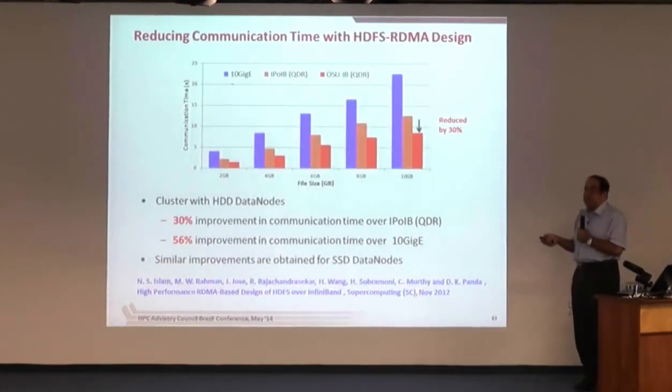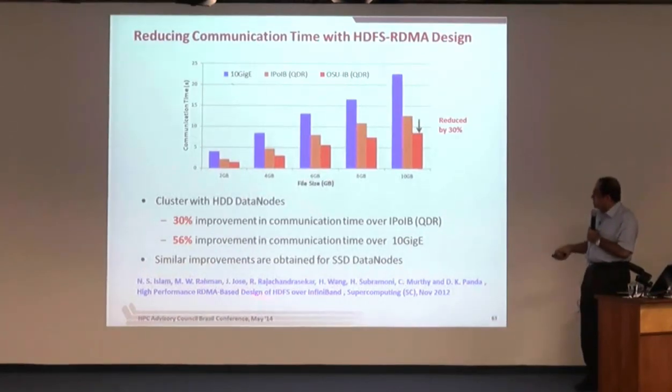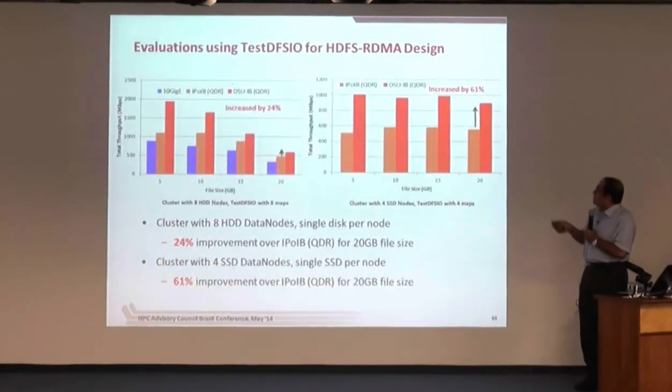So let's take just HDFS. This result was presented at SC 2012. Here you will see this is comparing 10 gigabit and InfiniBand QDR; this is running over IP over IB and this is running with the native IB. So here you can see that compared to InfiniBand IP over IB, you can get almost 30% improvement. This is TestDFSIO, which is a common benchmark for HDFS RDMA. Here you will see similar kinds of things. This is the throughput, so you can increase by 24%, or here you can increase by 61%.